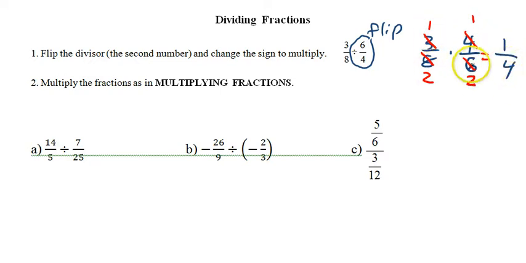So 3 and 6 had a 3 in common. 3 divided by 3 is 1. 6 divided by 3 is 2. 8 and 4 had a 4 in common. So 4 divided by 4 is 1. 8 divided by 4 is 2. And if you don't remember why we can do this, again, equivalent fractions. You can multiply by any number top and bottom or divide any number top and bottom other than 0, and it'll give you an equivalent fraction.